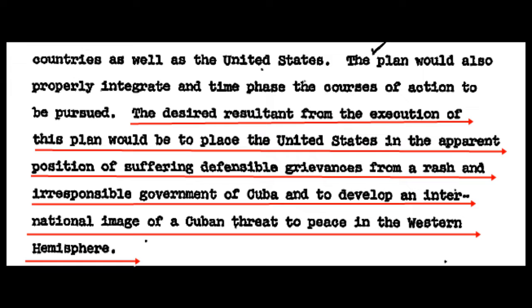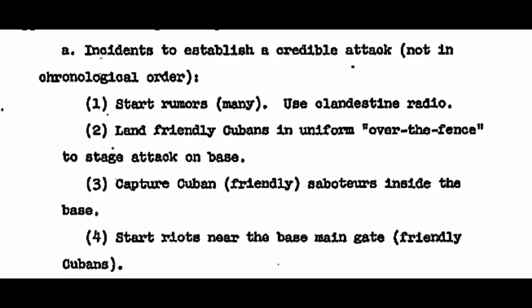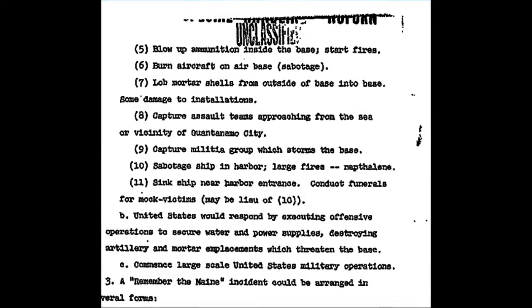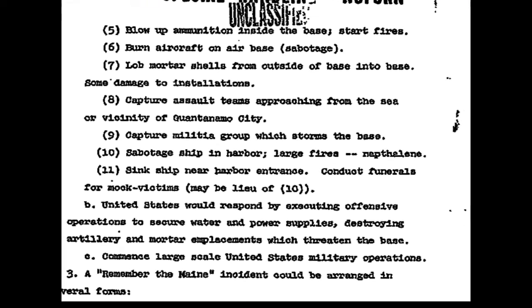4. Here's some of the incidents that they may try to use in this operation. 1. Start rumors. 2. Land friendly Cubans in uniform. Place them over the fence in Guantanamo to apparently stage an attack on the Guantanamo base. Then you capture these friendly Cubans in disguise inside the base, and then they also allow them to start riots near the base main gate, again using friendly Cubans. 5. They could blow up a U.S. ship in Guantanamo Bay and blame Cuba.